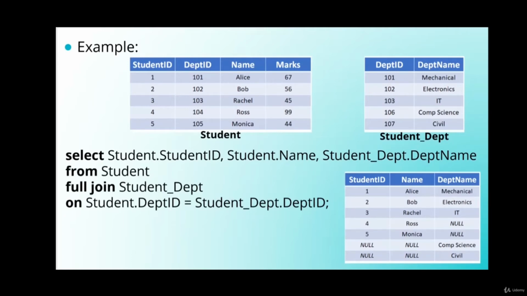So which departments are remaining? Computer science and civil. So it will write these two departments after that and will display null values for it. Since computer science and civil have department IDs 106 and 107, which do not correspond to any name or student ID in the first table, that's why null values are displayed. Similarly, for Ross and Monica also, the department IDs are 104 and 105, which do not correspond to any value in the second table. That's why over there also null values are displayed.